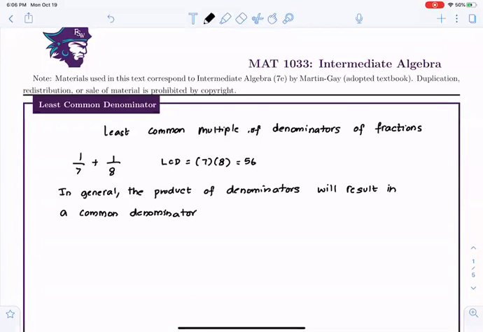So in general, the product of denominators will result in a common denominator. But the key thing to remember here is that you can get a common denominator, but it may not be the least common denominator. So it will give us a common denominator, but not necessarily the least.